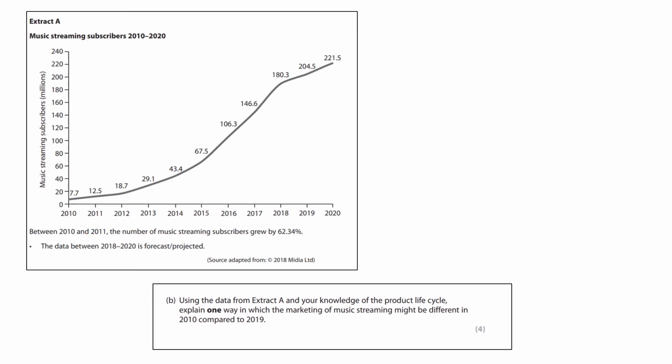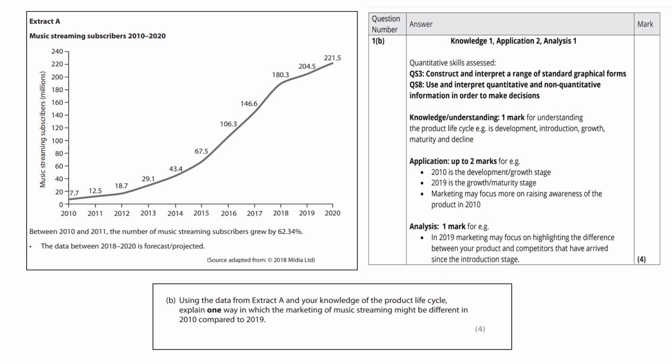Let's take a look at the mark scheme. For knowledge and understanding, you need to show an understanding of the product life cycle. For example, development, introduction, growth, maturity, and decline in terms of the stages. For the application, you could make reference to 2010, and that's the development growth stage. 2019 is the growth maturity stage. Marketing may focus more on raising awareness of the product in 2010. So it's really about looking at the years and the stages and linking it there.